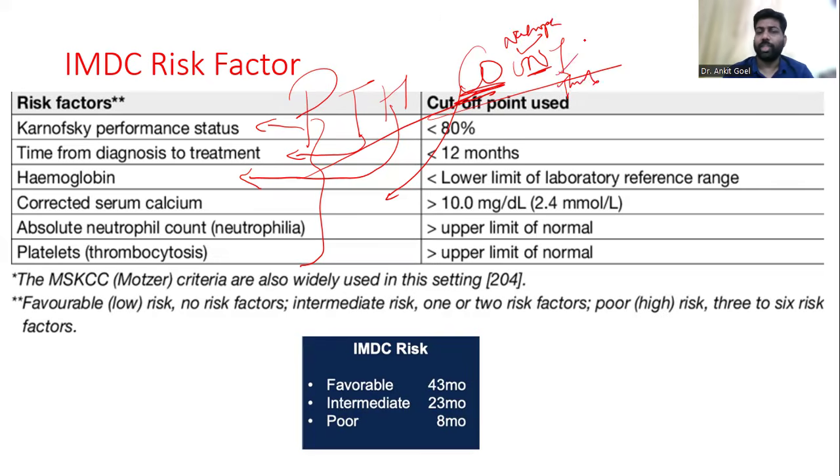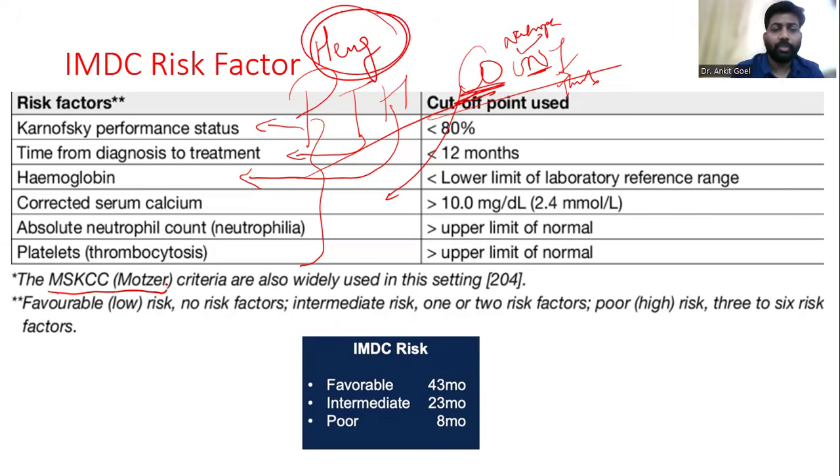There are two T's. One is time from diagnosis to initiation of treatment. The other is thrombocytosis. So try to remember this. You are supposed to know this. So P for performance status, T for time from diagnosis, H for hemoglobin, count, corrected calcium, neutrophils, and T, thrombocytosis. It's very important. This is also known as the Heng criteria. Don't confuse Heng and Motzer. MSKCC is the Motzer, M for M. So MSKCC is Motzer, IMDC is the Heng criteria. Don't confuse them for one another.